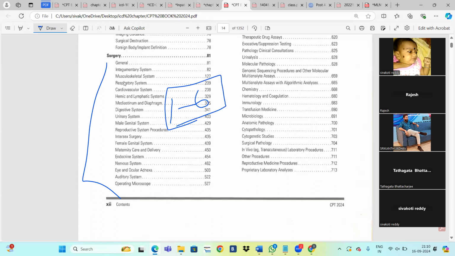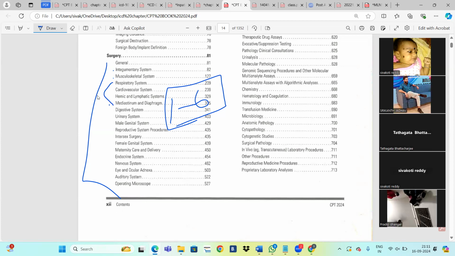Based on the type of surgeries, like based on the system, you will get the first number. The integumentary system codes start with the 1 series, skin and breast related procedures. Then the musculoskeletal system starts with the 2 series, muscle and joints. Then respiratory, cardiovascular, hemic, mediastinum procedures start with the 3 series. Digestive starts with the 4 series.